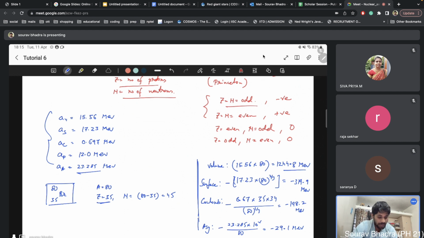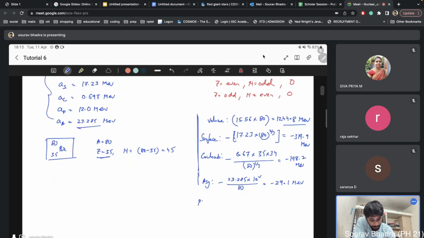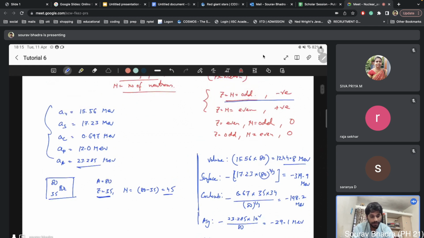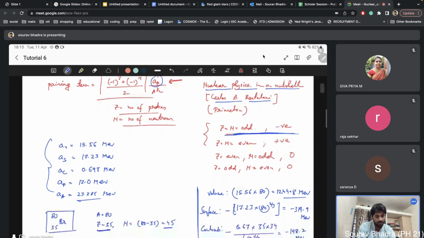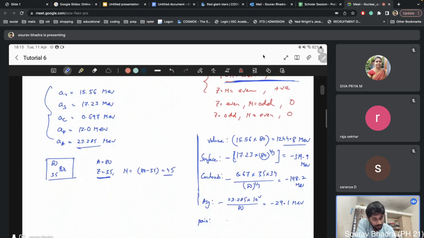Okay, and now coming to the pairing term. For this particular element, N is odd and Z is odd, that means we have an odd neutron number and odd proton number. So this is valid, and our pairing term will be negative. That will also come if you put minus 1 to the power 35 plus minus 1 to the power 45, that will give you the negative sign itself, and the total value will be minus 12.0 divided by 80 to the power half. That is minus 1.3 MeV.